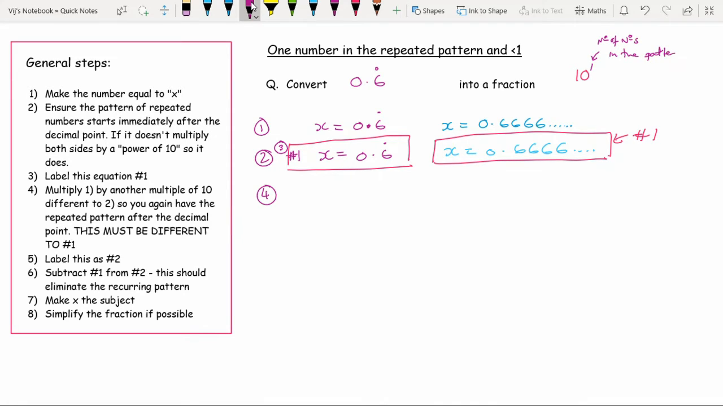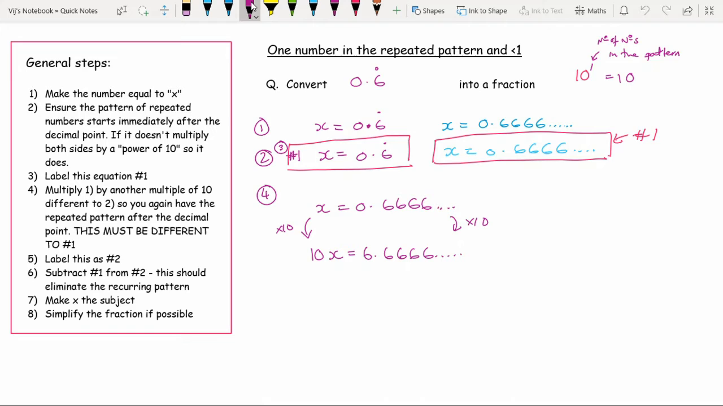Now 10 to the power of 1 is just 10, so I'm going to multiply both sides by 10. So I've got 0.6666, and what I'm going to do is multiply both these two things by 10. So this then becomes 10x, and multiplying by 10 I just move the decimal point one place, so I get 6.6666, and that continues. Obviously the 6's continue. I've kept 4 6's after the decimal point, so I'm keeping 4 6's at the end.